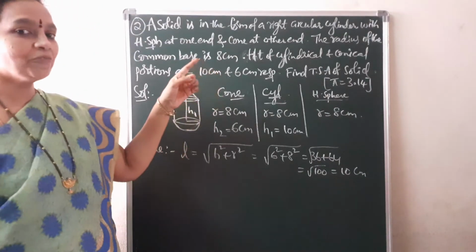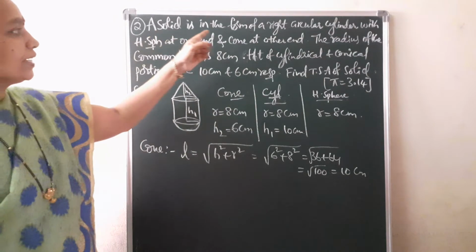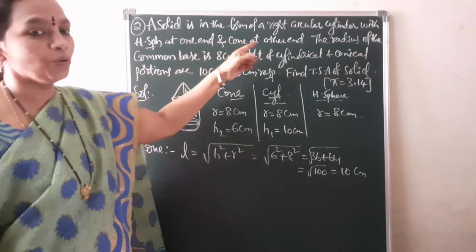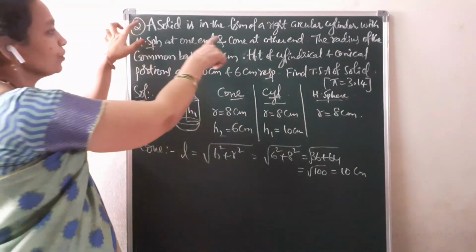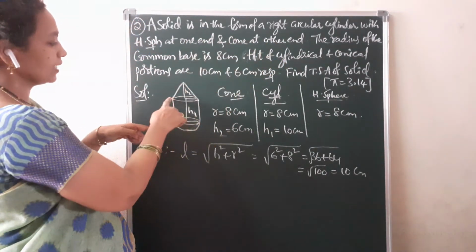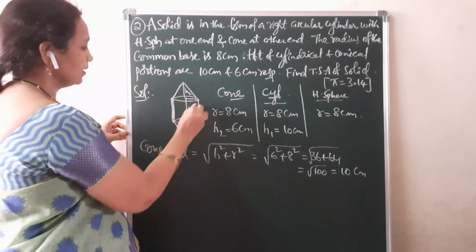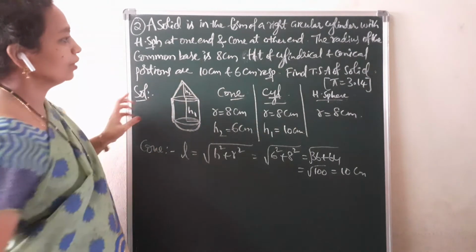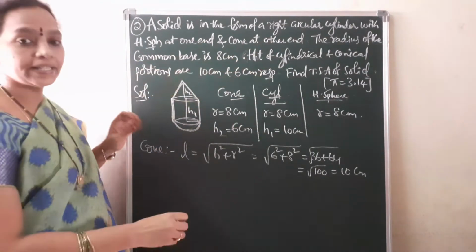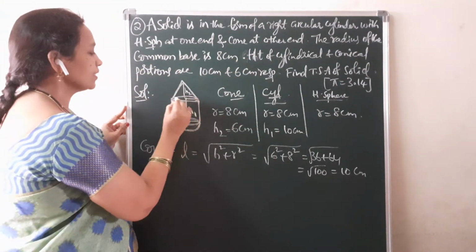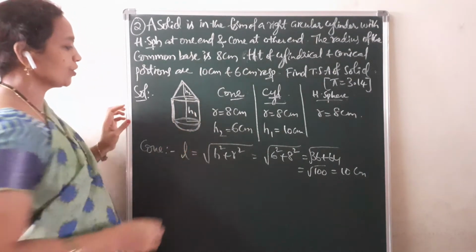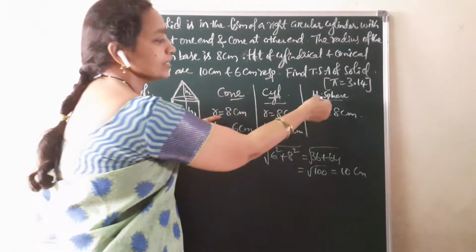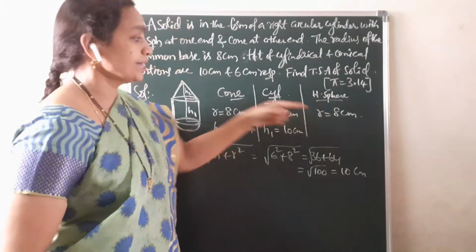One more problem we will consider. A solid is in the form of a right circular cylinder with a hemisphere at one end and a cone at the other end. According to that first sentence, the diagram will be like this: the cylinder with one end as the hemisphere and the other end as the cone. The radius of the common base is 8 centimeters. That means the bases are merged together, so the cone radius is 8 centimeters, the cylinder radius is 8 centimeters, and the hemisphere radius is also 8 centimeters.